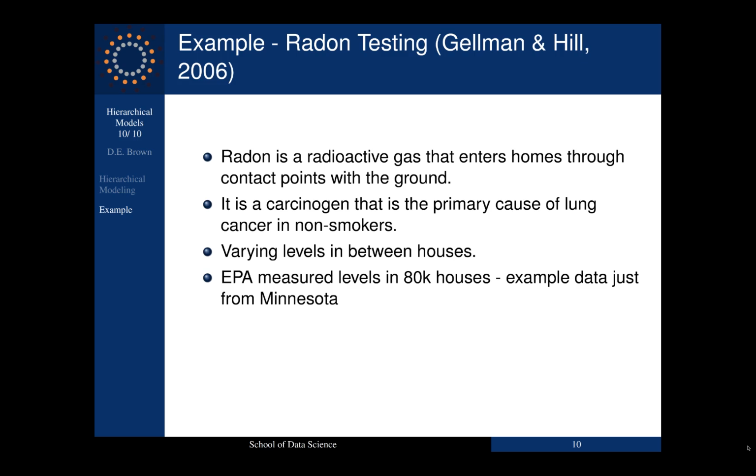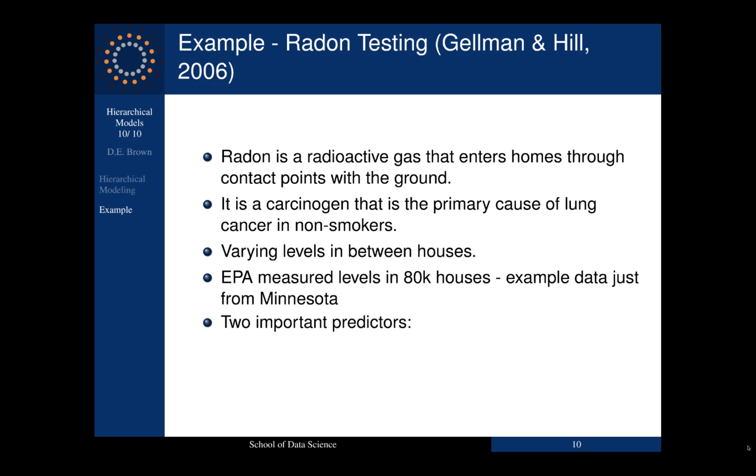And fortunately, the EPA has measured this in about 80,000 homes. We'd like to have more data, but at least we've got 80,000. And in the example that we're going to look at for this lecture, we're just going to look at Minnesota, just at the state of Minnesota. It provides an interesting example of how to use hierarchical models.